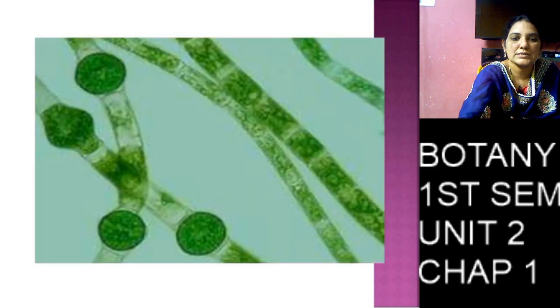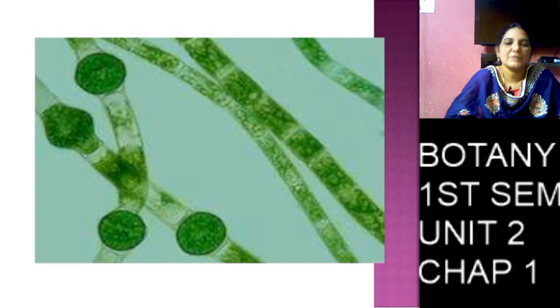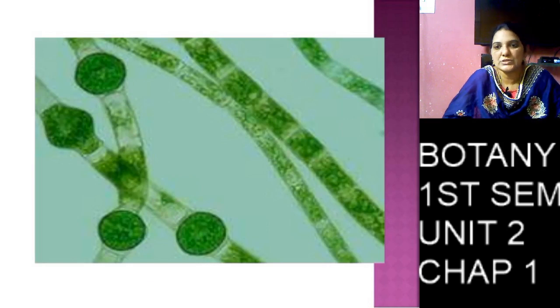Next, coming to reproduction. Reproduction takes place by three types: vegetative reproduction, asexual reproduction, and sexual reproduction. In vegetative reproduction, we have fragmentation. Fragmentation means the thallus divides into small pieces, and each broken piece grows into a new thallus. That is called fragmentation.